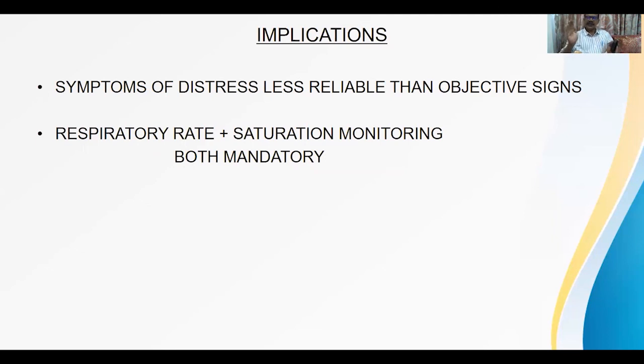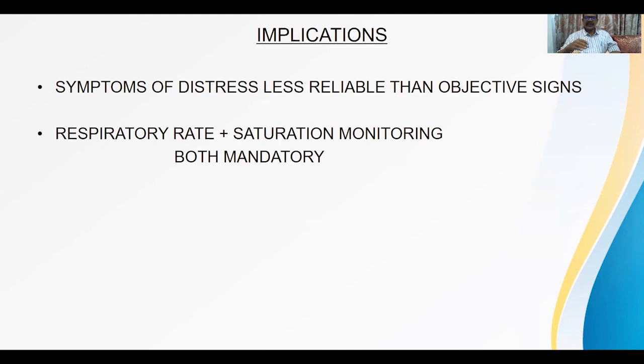So one group of patients will have distress, one group won't have distress. Those who have hypoxia won't have distress, those who have distress won't have hypoxia, because one has C type and one has P type. So symptoms of distress are less reliable than objective signs. WHO has come out with objective signs to be given more importance than symptoms. What are the objective signs? Respiratory rate and saturation monitoring should both be mandatory. Some states have in fact encouraged home oxygen monitoring. For positive patients in quarantine centers or admitted, daily saturation monitoring is a must, because they may not have distress, only hypoxia.